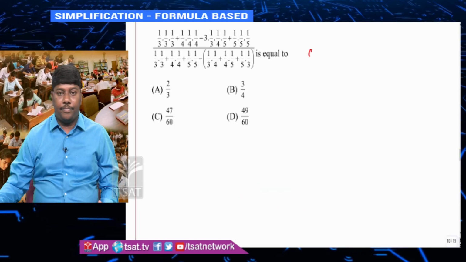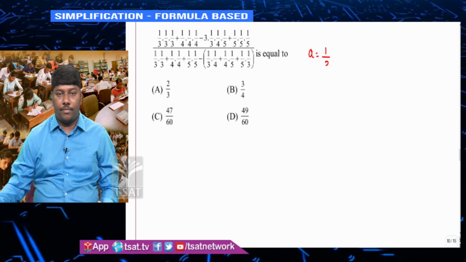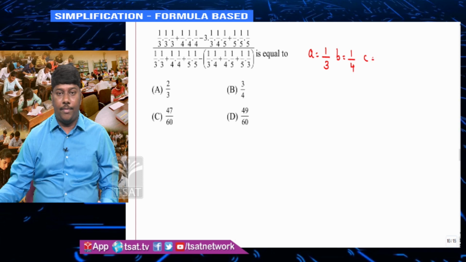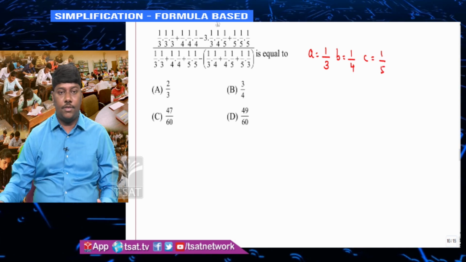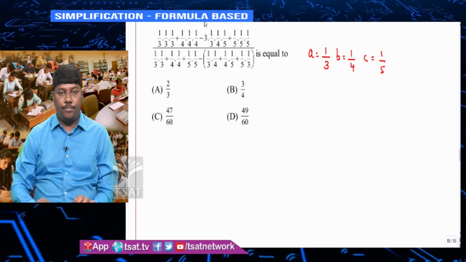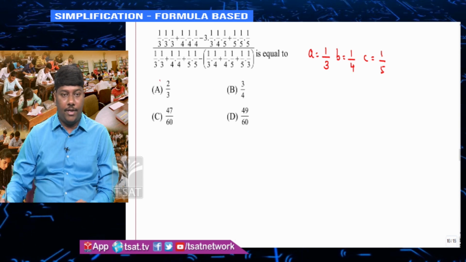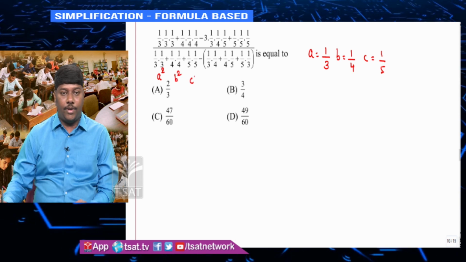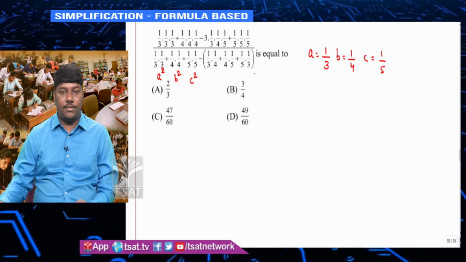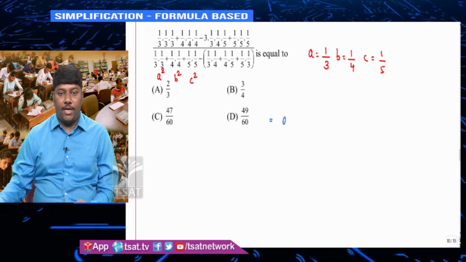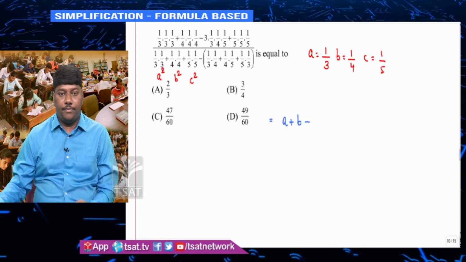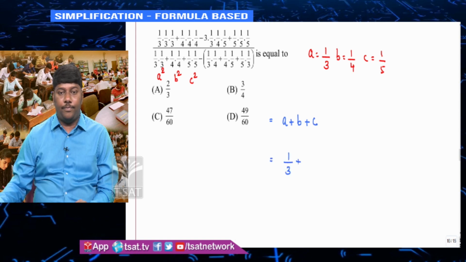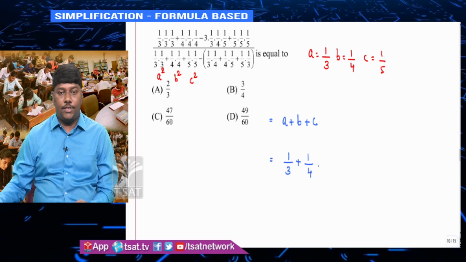Here a is 1 by 3, b is 1 by 4, c is 1 by 5. So the numerator becomes a cube plus b cube plus c cube minus 3abc. In your denominator, this is a square, b square, c square, minus ab minus bc minus ca. Therefore, the formula gives a plus b plus c, which we have just discussed. Now, a is 1 by 3, b is 1 by 4, c is 1 by 5.